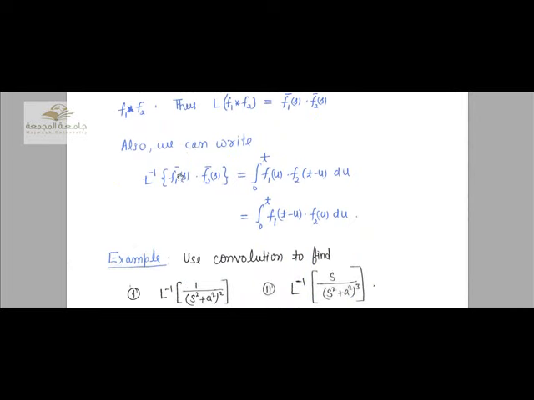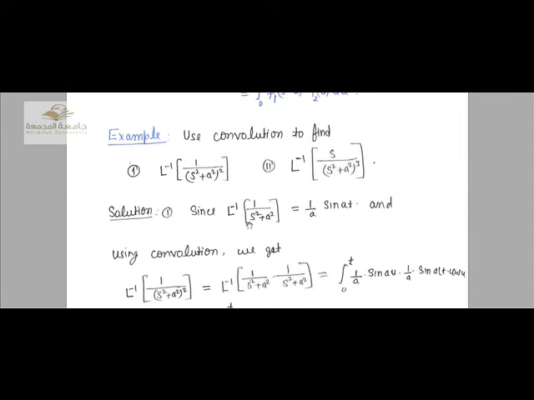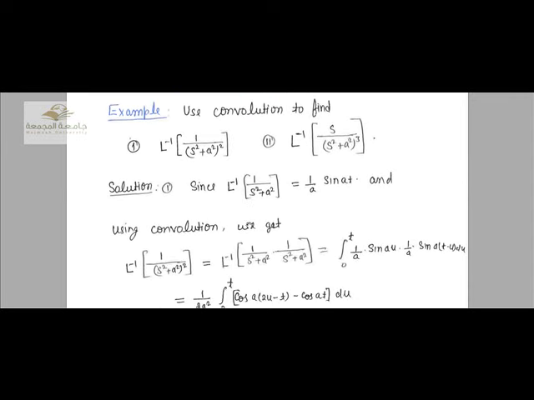Also we can write L inverse of F1(s) into F2(s) is equal to integral from 0 to t of f1(u) f2(t minus u) du. This is equal to integral from 0 to t of f1(t minus u) f2(u) du. Now, using convolution, we find two problems. First, L inverse of 1 over (s square plus a square) whole square, and second, L inverse of s over (s square plus a square) whole cube.